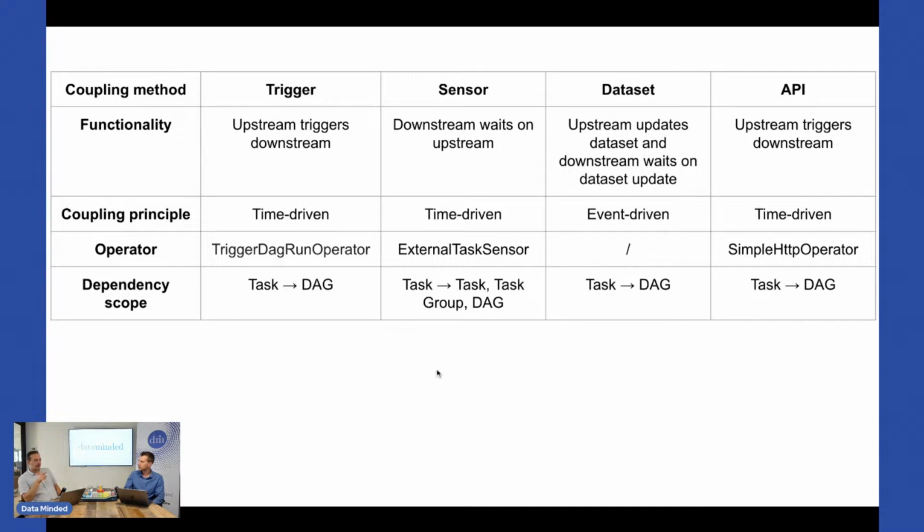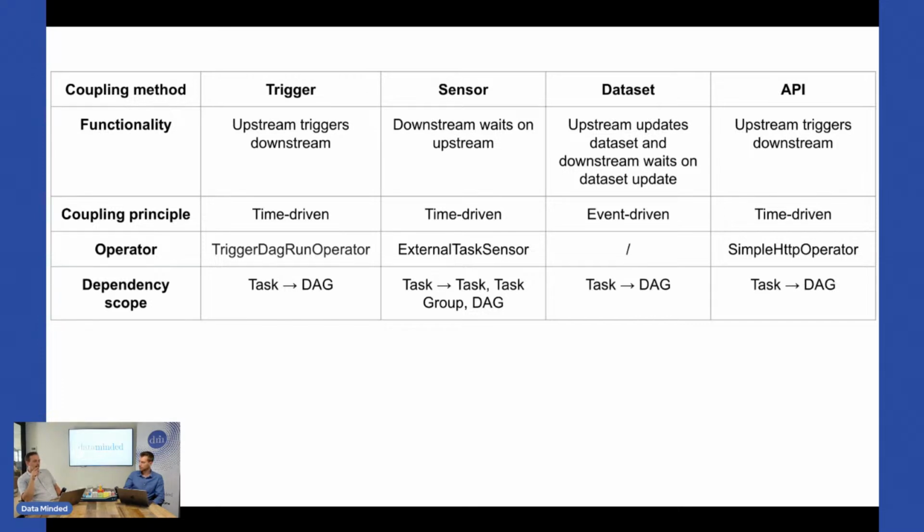Then for the trigger coupling, it's also time driven. So your downstream Airflow DAG still needs to run on a schedule if you want to trigger it, or no? You can do both. Okay, you can do both. Got it. But I mean timing. You need to time the upstream, it has a timing. Yeah. You set the timing of the upstream, and that will result in a trigger. So in that sense, it's time driven. Yeah.